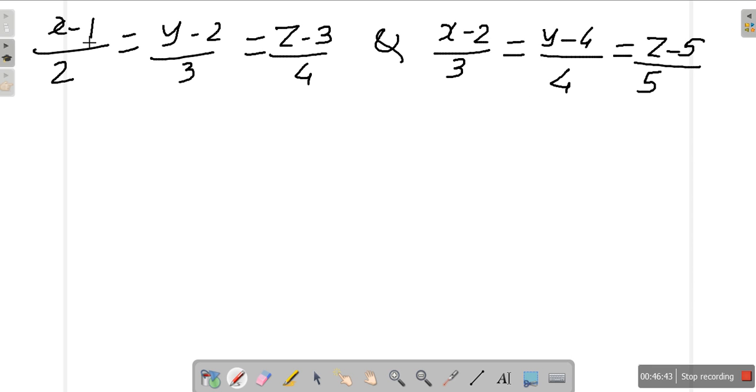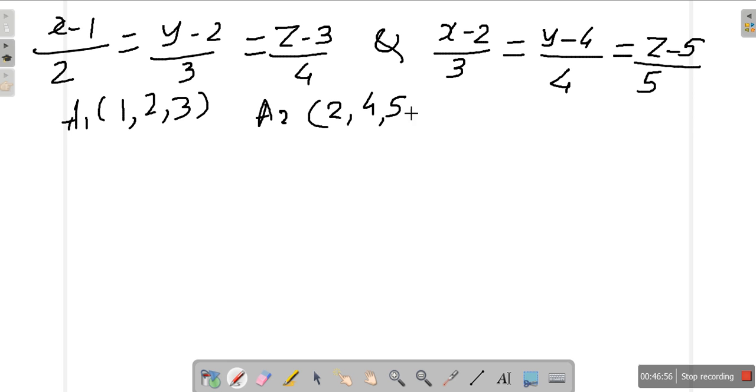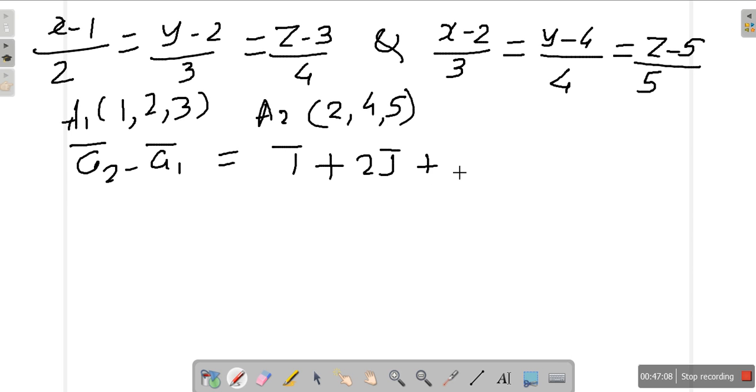Identify A1 and A2. A1 is 1, 2, 3. A2 is 2, 4, 5. So what is A2 minus A1? It is i plus 2j plus (2 minus 1, 4 minus 2, 5 minus 3).